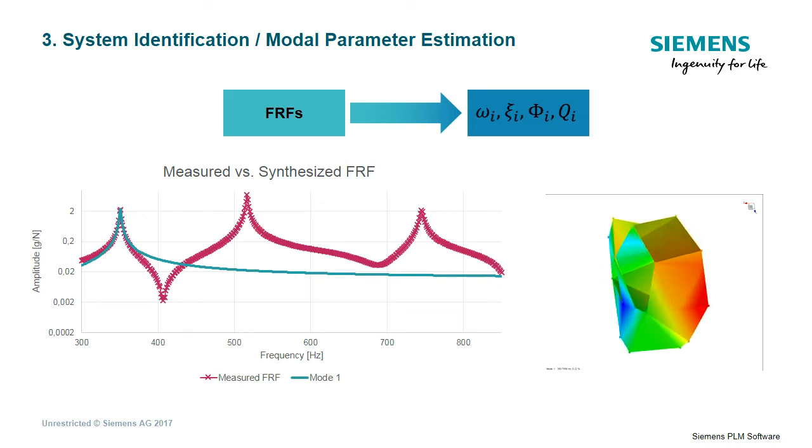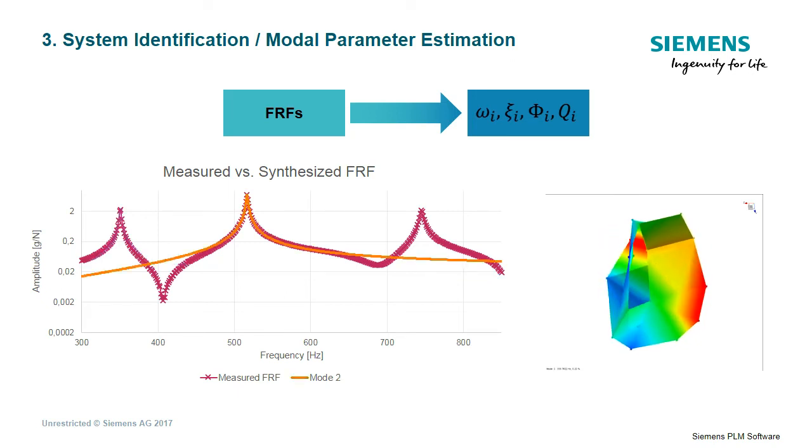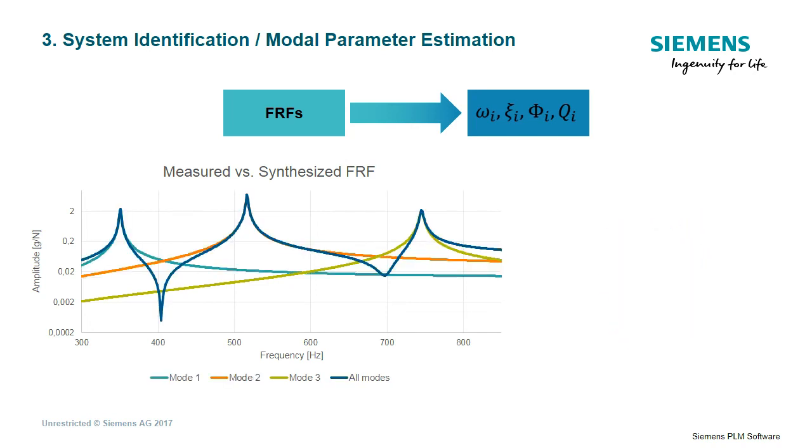Once we have the mode shape, it is very useful to animate this shape. If a geometry is available, we can have a very clear visualization of the deformation of our component at that specific frequency. We now repeat the same analysis for the second mode. And finally, for the third mode. Once we have identified all the modes, we can combine them together and obtain an overall frequency response function over the frequency range we're interested in.